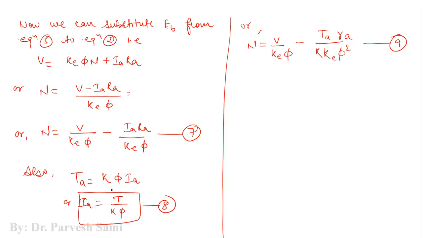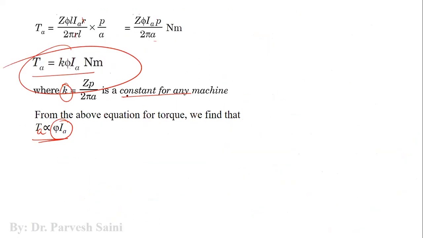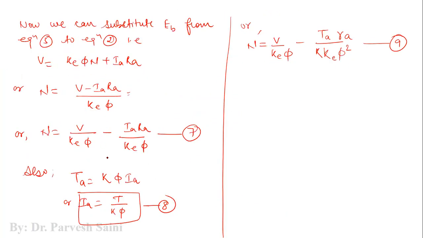Also, we have seen in our previous slide that the armature torque is given by a constant into Φ into armature current, right? So from here we will get the armature current, which is Ta divided by K Φ. We will substitute this in equation number 7, right? Now on substituting, we have got equation number 9.